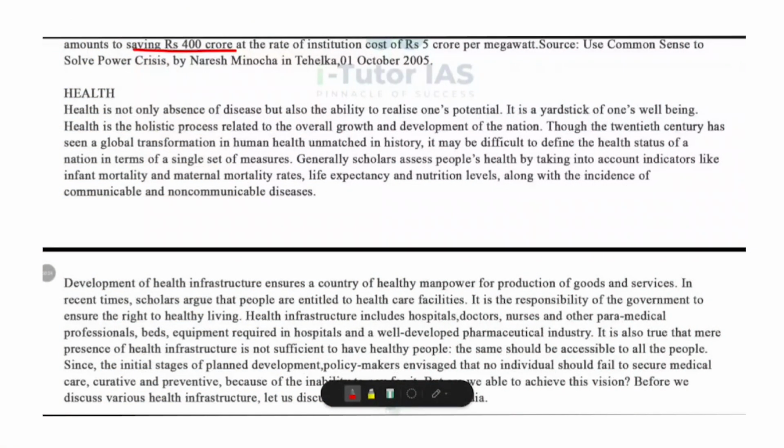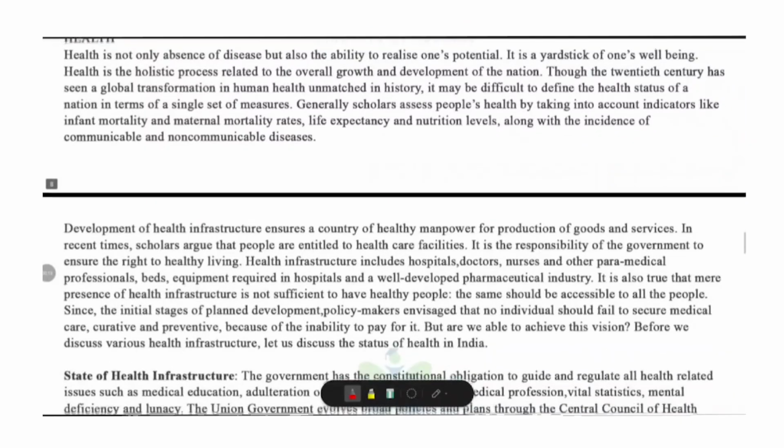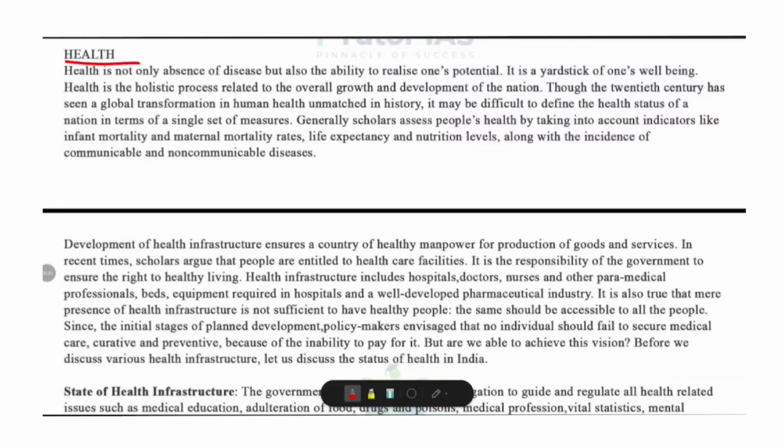In the last class, we discussed the topic up to energy, where we saw how energy plays a vital role in economic development, and also we saw the differences between renewable and non-renewable sources. Now, let's go to the next part, that is health.